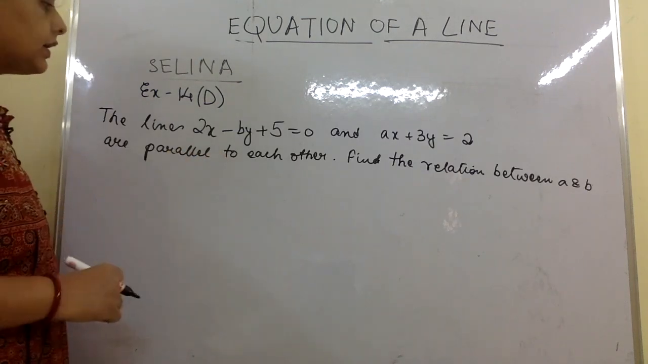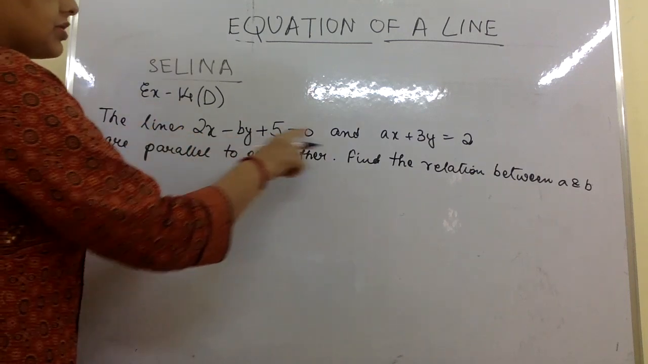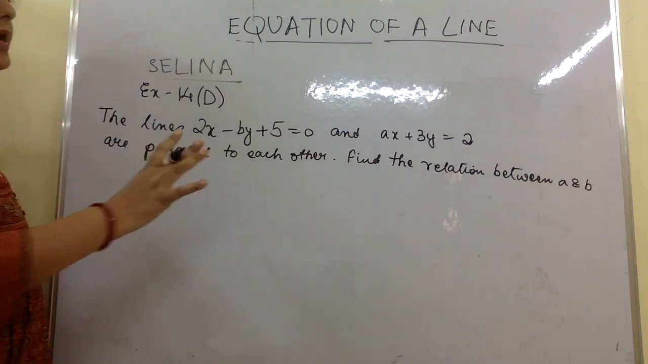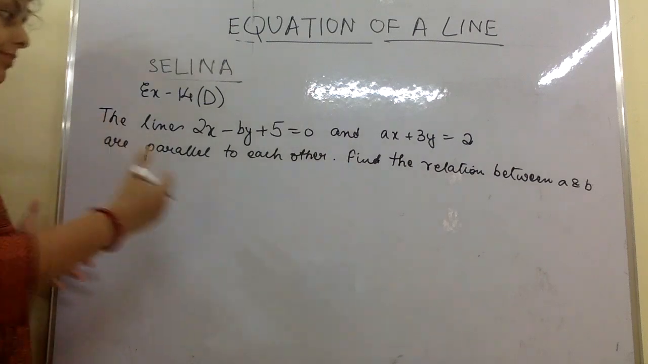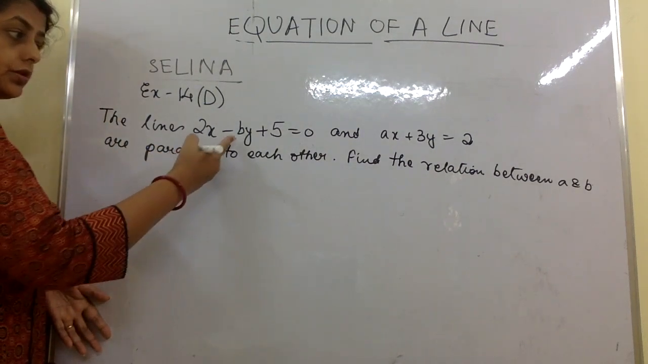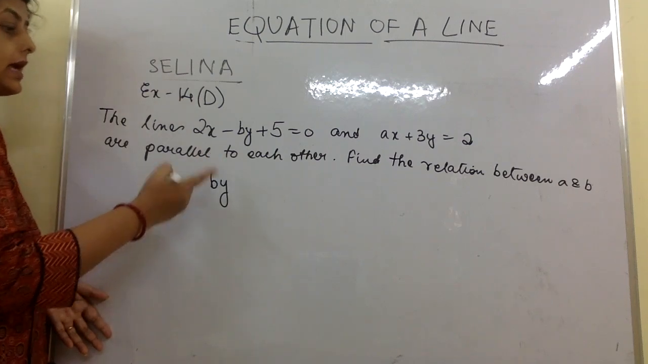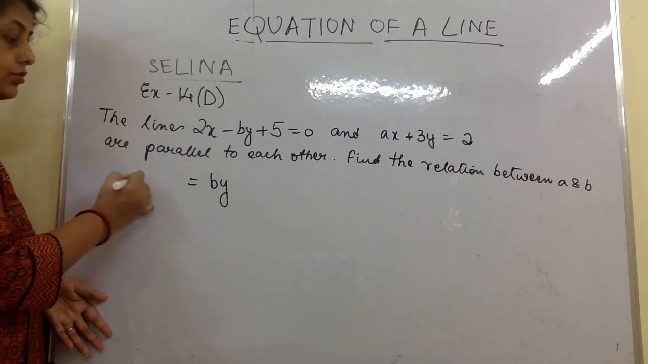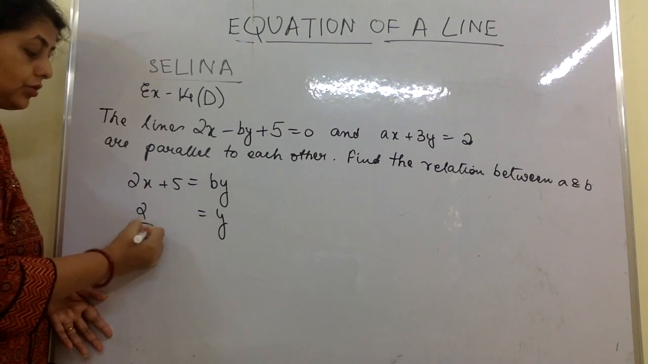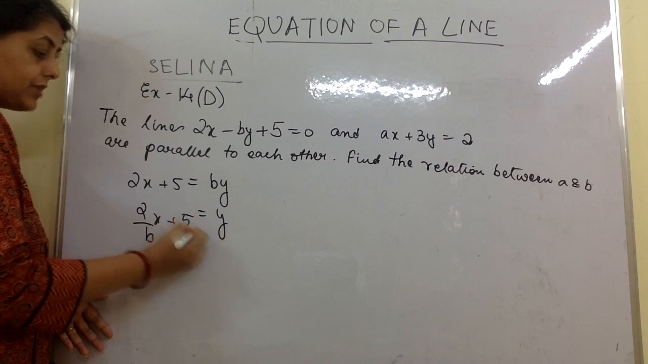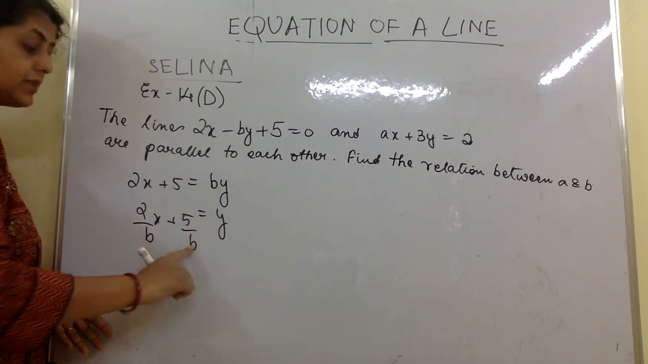Now, this is my next question. There are equations of two lines here. This is one equation, this is the other equation. They said the lines are parallel to each other, and we have to find the relation between a and b. So, if they are parallel, then again I will take the y to one side and make the y positive also, 2x plus 5. Then, I will bring the b down also, plus 5 by b. So I have written this in the form y is equal to mx plus c.